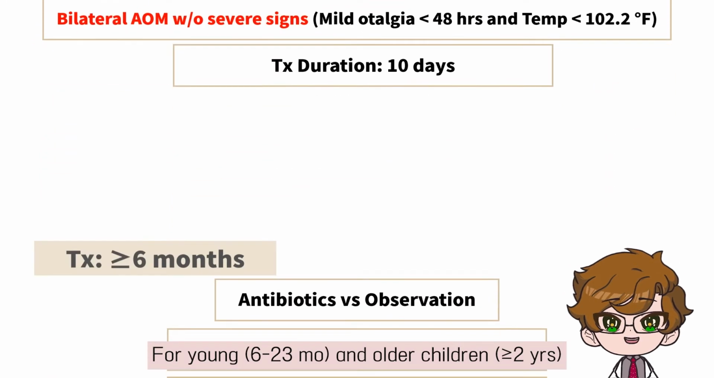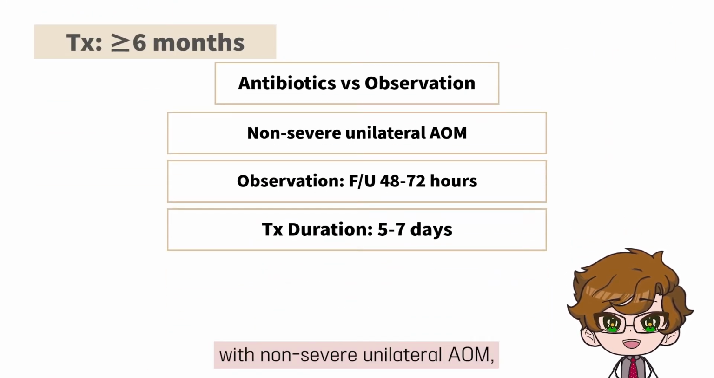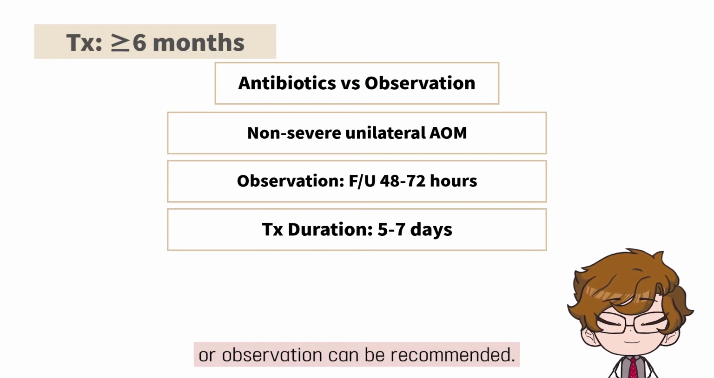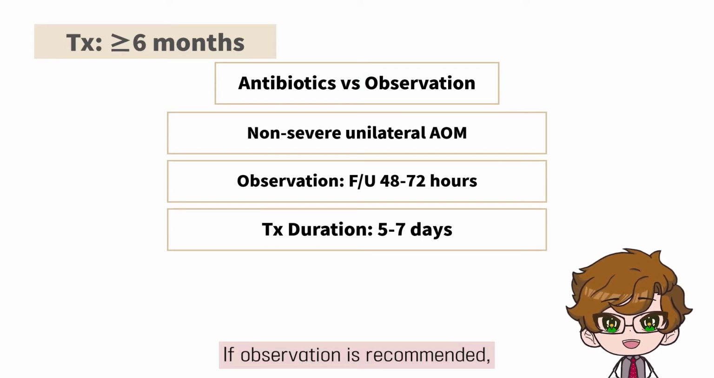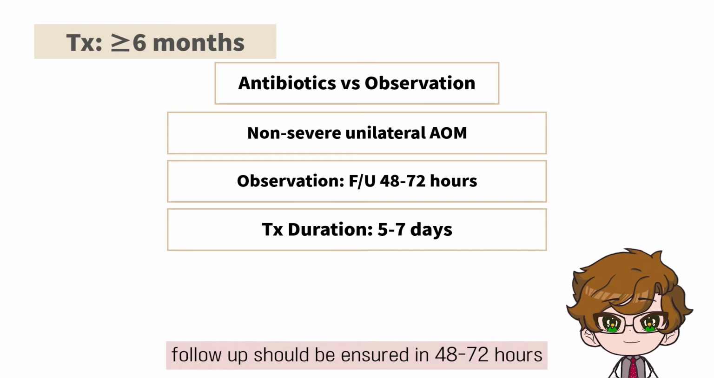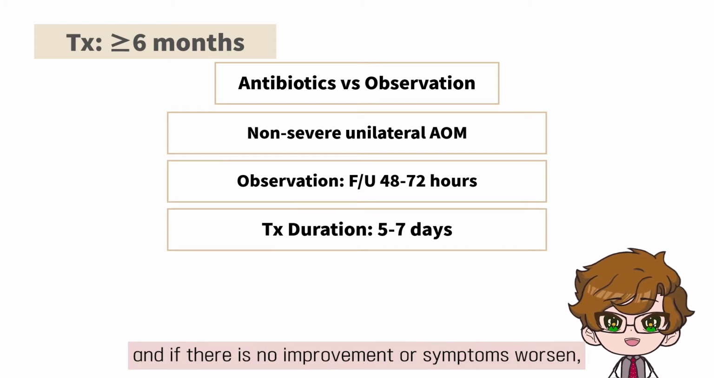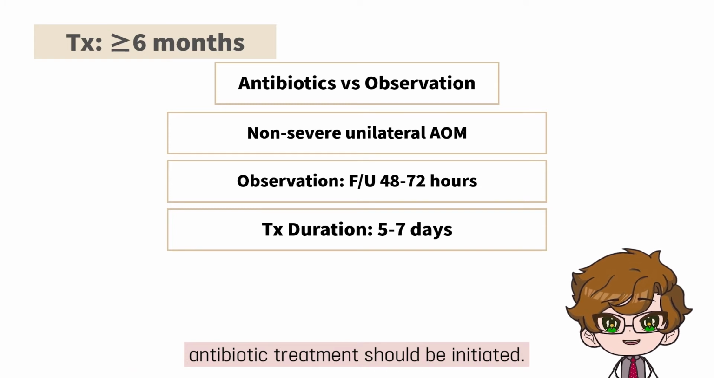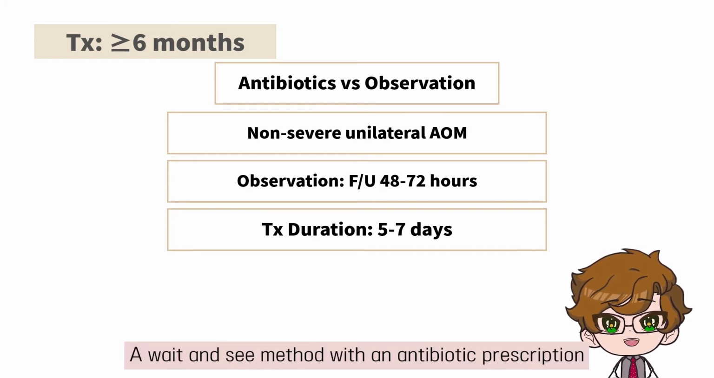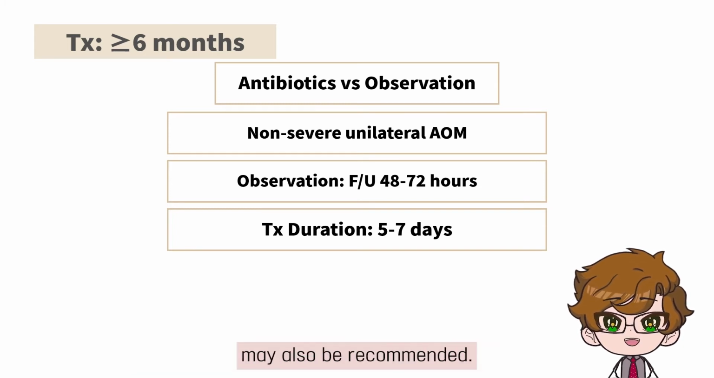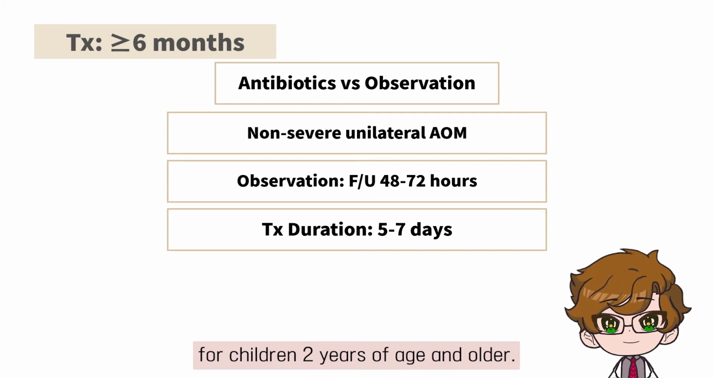For young and older children with non-severe unilateral AOM, either antibiotic or observation can be recommended. If observation is recommended, follow-up should be ensured in 48 to 72 hours, and if there is no improvement or symptoms worsen, antibiotic treatment should be initiated. A wait-and-see method with an antibiotic prescription may also be recommended. Treatment duration is 5 to 7 days for children 2 years of age and older.